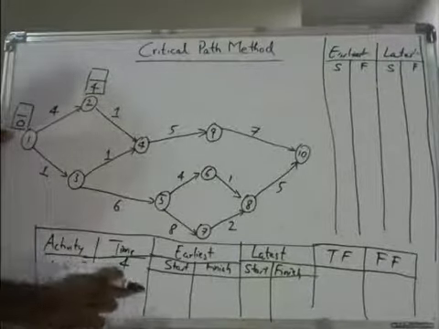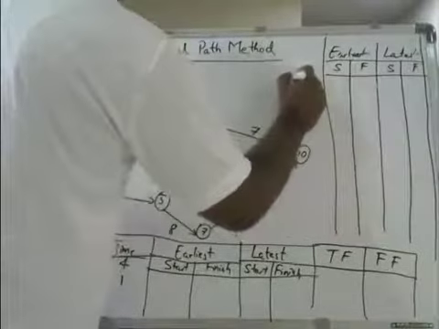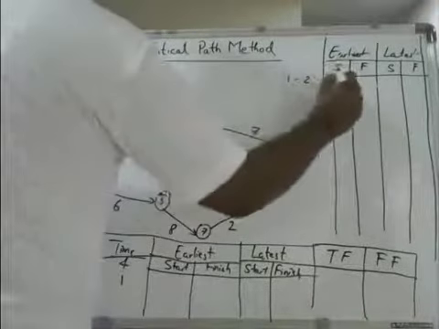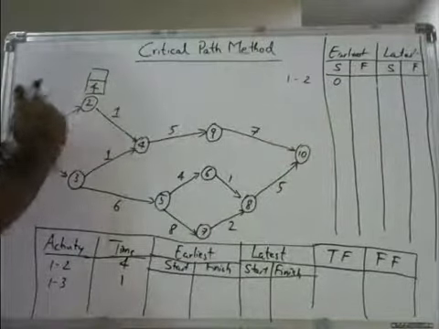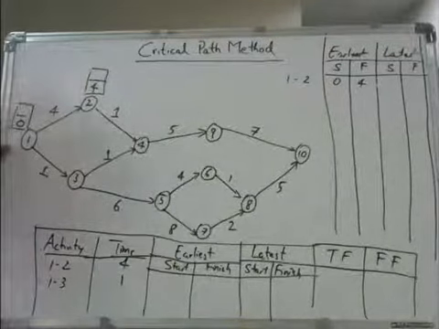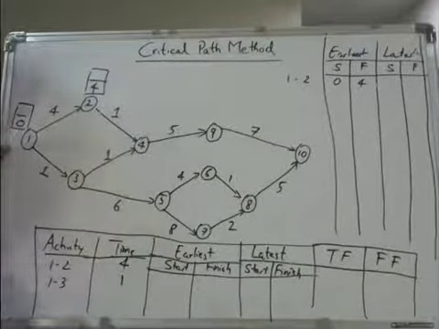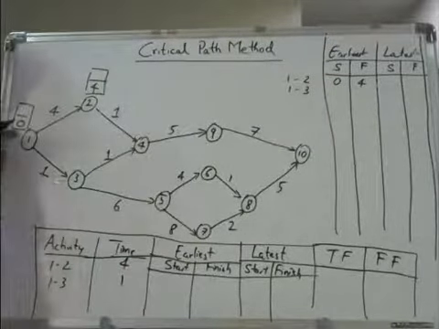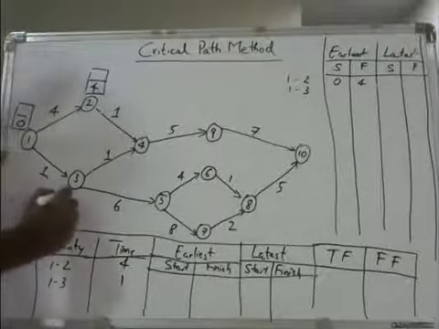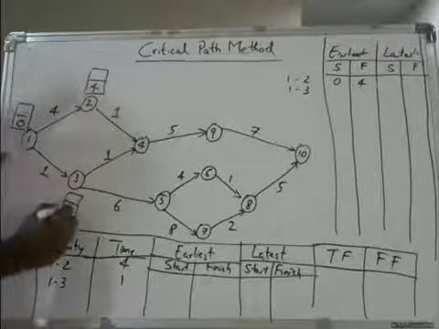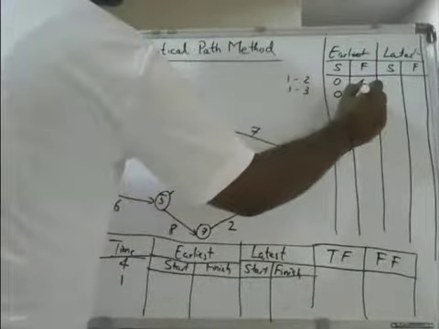Similarly, you have to write here for activity 1 to 2: earliest start is 0, earliest finish is 4. You got this? Now similarly, for the next one, that is 1 to 3. For 1 to 3, earliest start is 0, earliest finish will be, I will put a box like this, 0 plus 1 is 1. So start with 0, ends with 1.